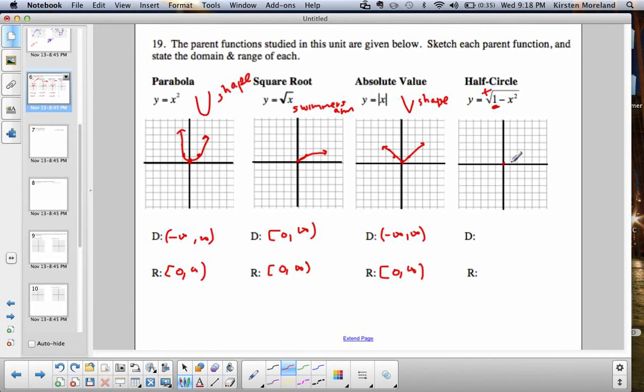So I always want you to find your center. In this case, the radius is just 1, so it's this tiny half circle right here. So the domain goes from negative 1 to 1. And the range, the very bottom of it is 0. The very top is 1. Again, if I had the negative part, I'd just be getting the bottom portion.